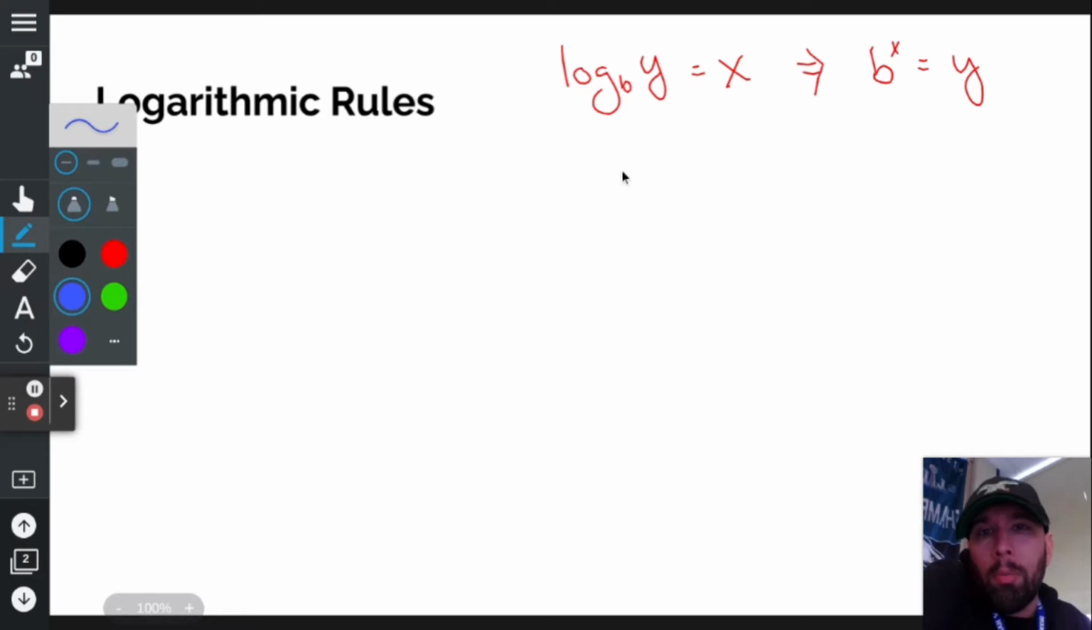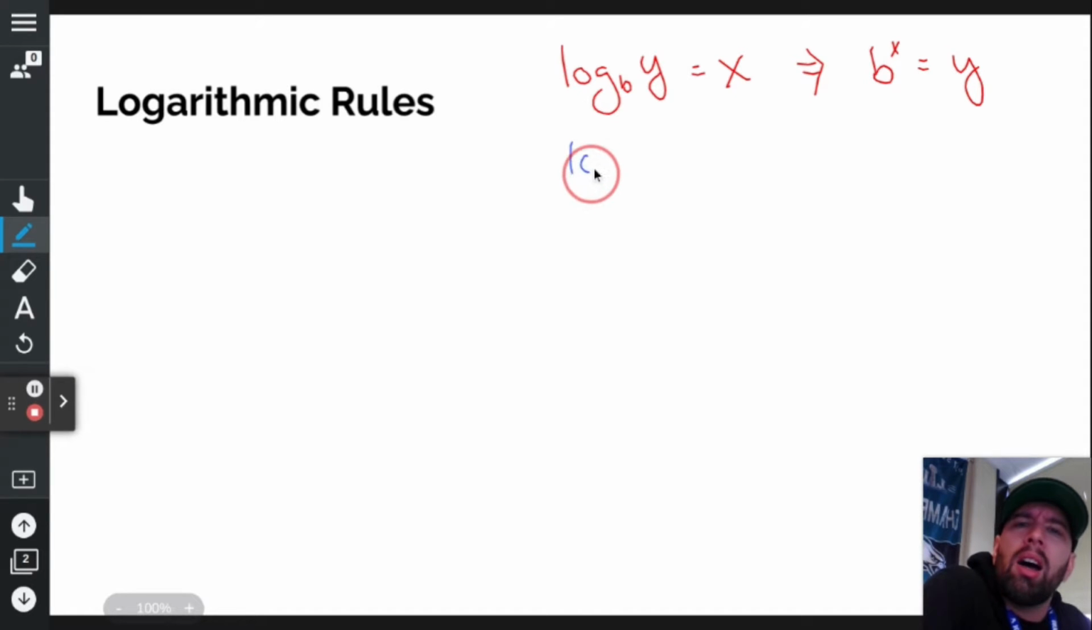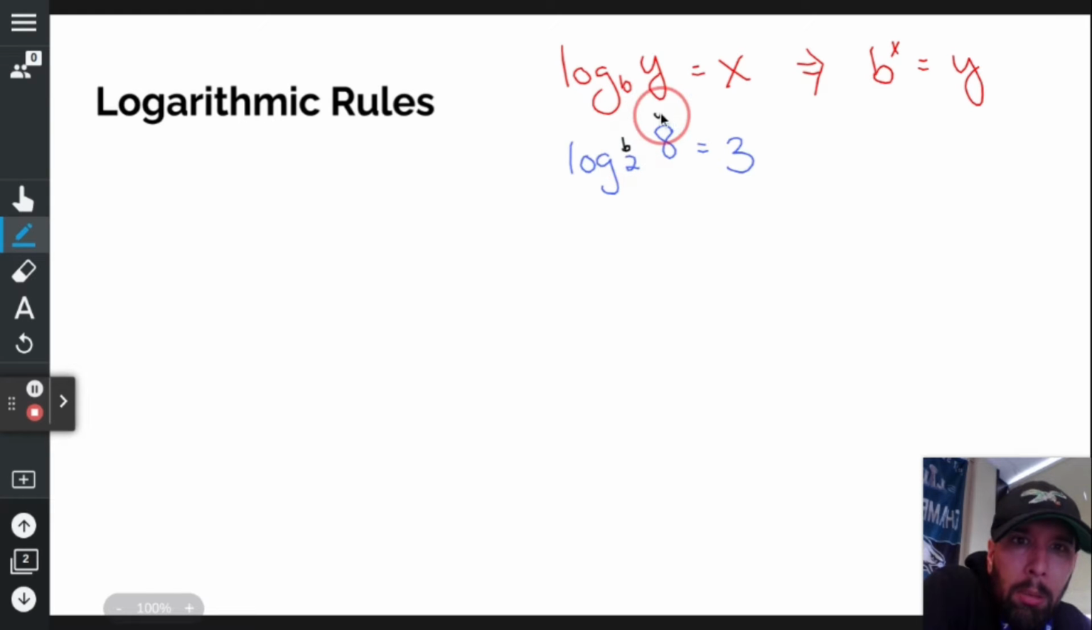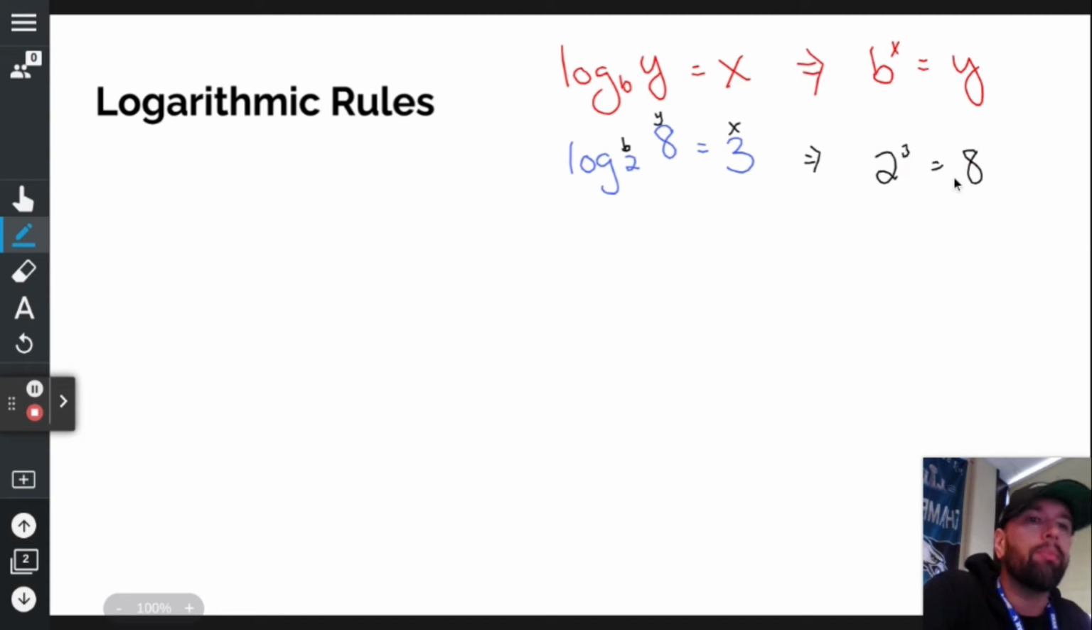If I give you a problem, there's two types of basic problems that you could see. If I give you a problem that says log base 2 of 8 equals 3, and I ask you to rewrite that into exponential form, I would say you would be my b, you would be my y, and you would be my x. So I'll write that out as b to the x, 2 to the third, equals y, which is my 8. That's way number one of doing a problem like this.